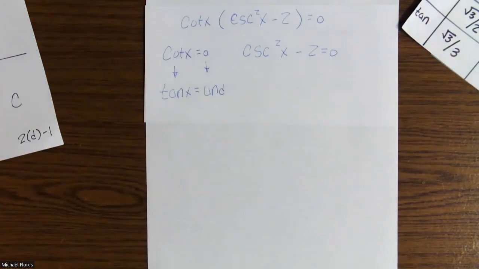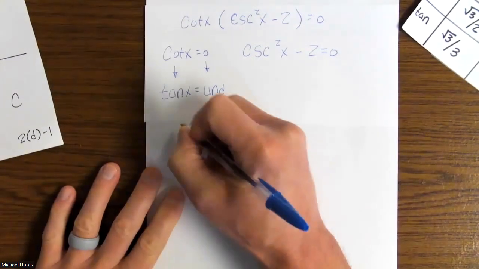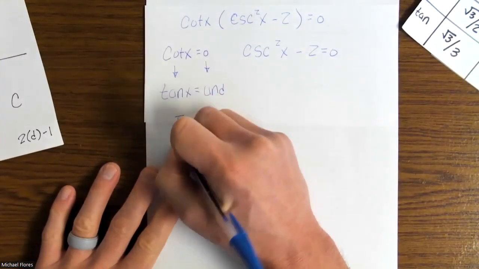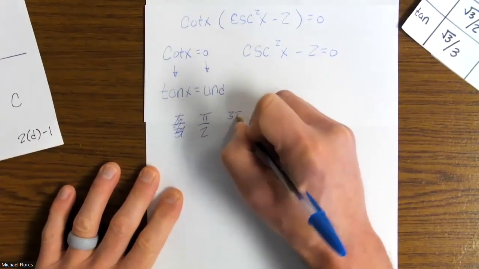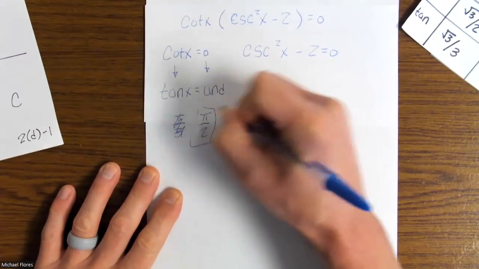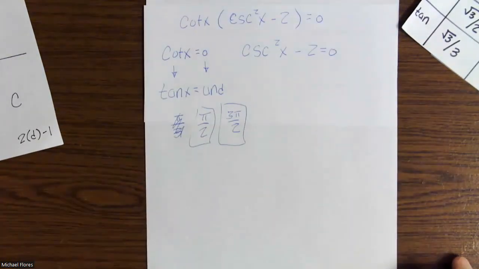Now, your trig chart's not going to help you here. You would need to know where is tangent undefined in the unit circle. That's our quadrant angles. That's going to be at pi over 2. Pi over 2. And 3 pi over 2. So there's answer 1. There's answer 2.